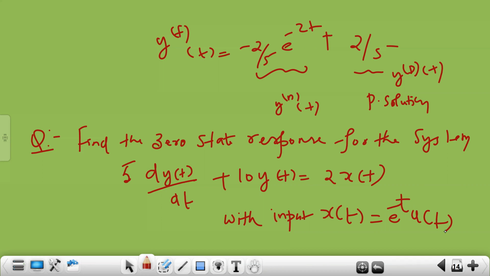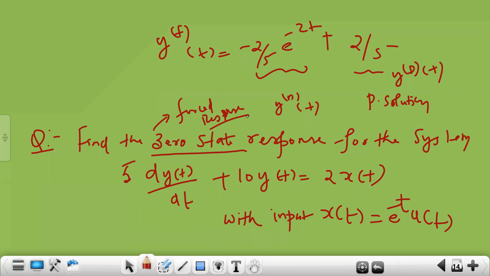What do you mean by zero state? Zero state means forced response. It is another name of forced response. Please take it down. In the theory part, I already told you. Forced response is zero state. Natural response is zero input. So it is understood that you have to find the forced response here. For this, you need to find the natural response first.